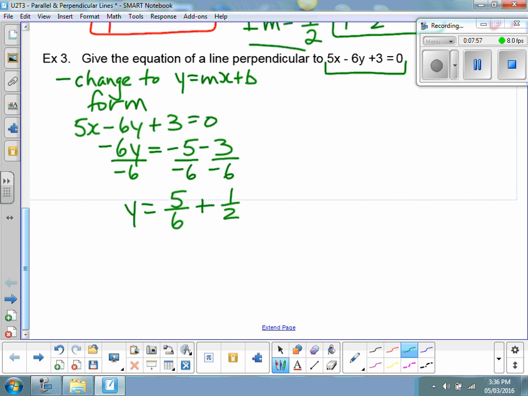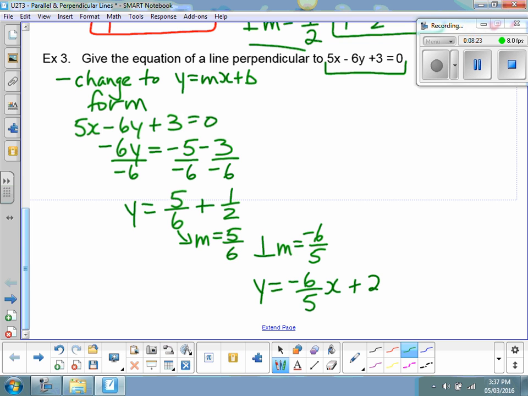All right? Now that I have it in this form, my slope is 5 over 6, and I want something that's perpendicular. So the perpendicular slope is equal to negative 6 over 5. So if I'm going to write an equation with that as my slope, I can write negative 6 over 5x plus 2. So that's a possible answer for that one.